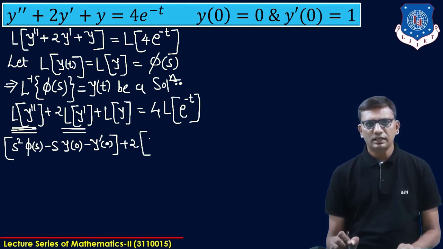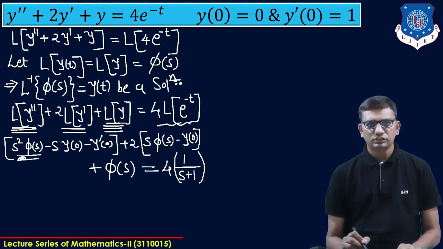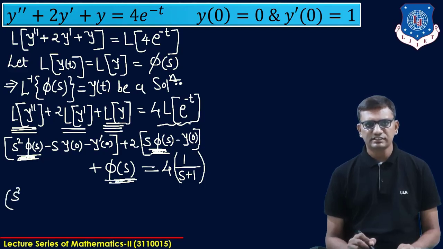So it is s into phi of s minus y of 0, which is given in the question, and Laplace of y is equal to phi of s. So plus phi of s, equal to 4 into 1 upon s plus 1, which is our right hand side Laplace. Now we take the phi of s together from all three terms. Here we have 3 phi of s terms, then take the common factor. So we have s square plus 2s plus 1 into phi of s.